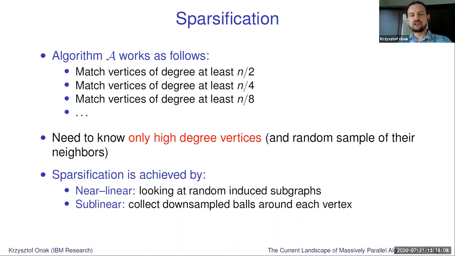So what happens in the near-linear memory regime is that you look at random induced subgraphs, right? Initially, your graph is dense, so you can make a significant amount of progress, right? You can match multiple levels of densities, and when it's sublinear, the best thing we know currently is just collecting a downsampled ball around each vertex, right? And basically, we get square root of log n round complexity because this is where we are stuck with this process of collecting a ball around each vertex. So this is briefly what happens behind the scenes for those matching algorithms.